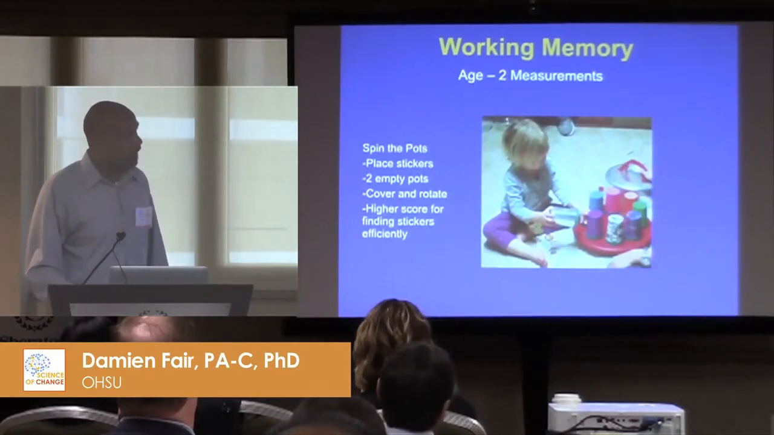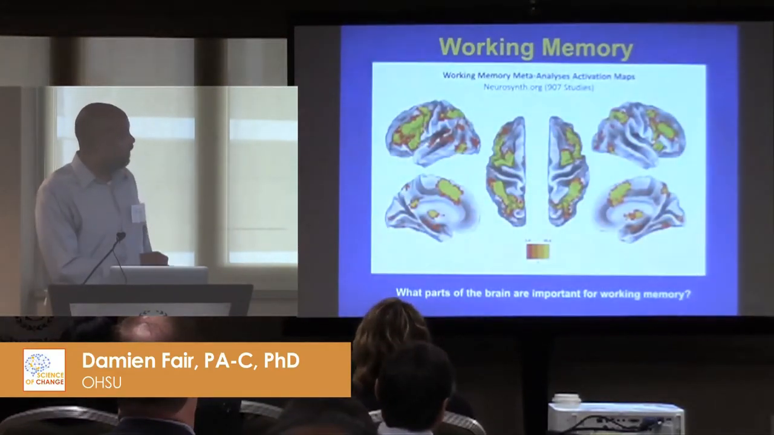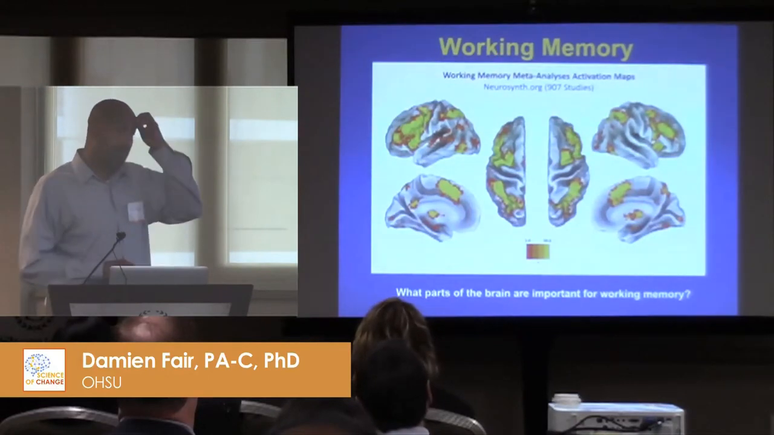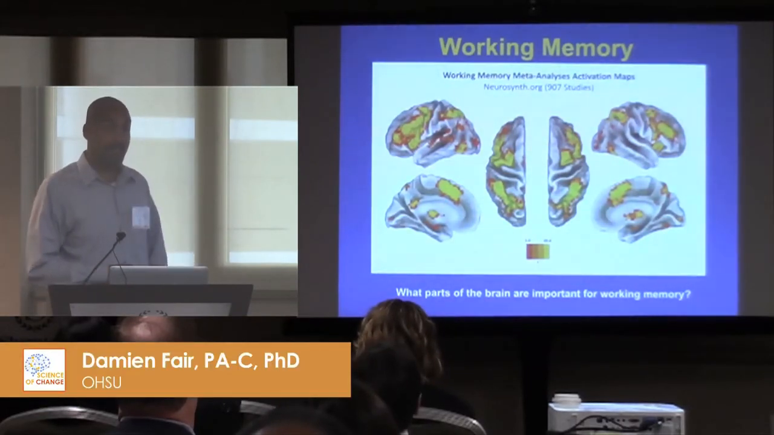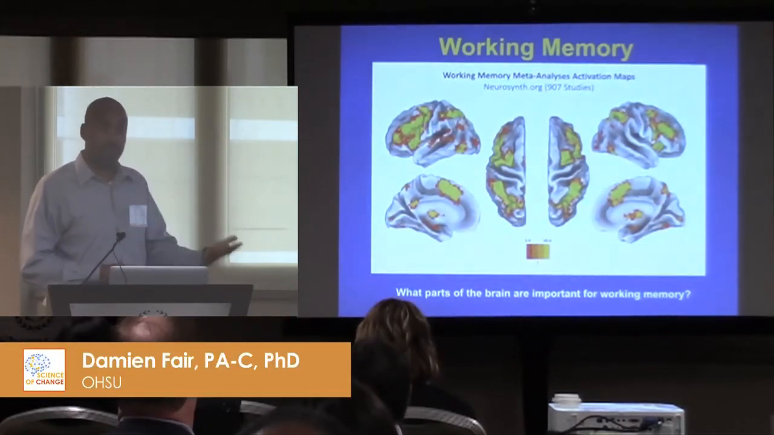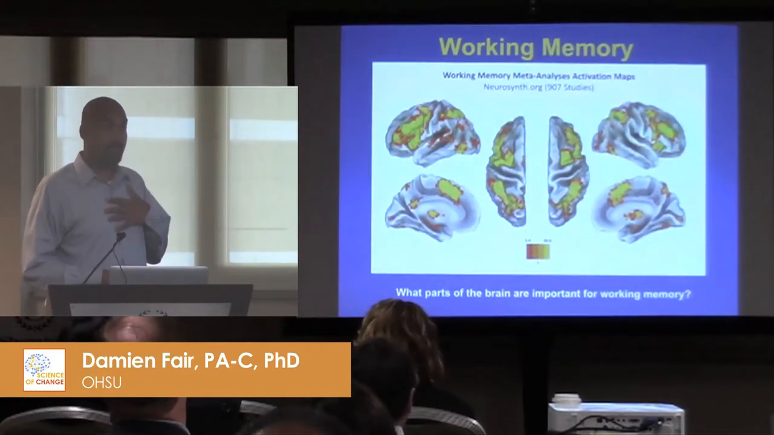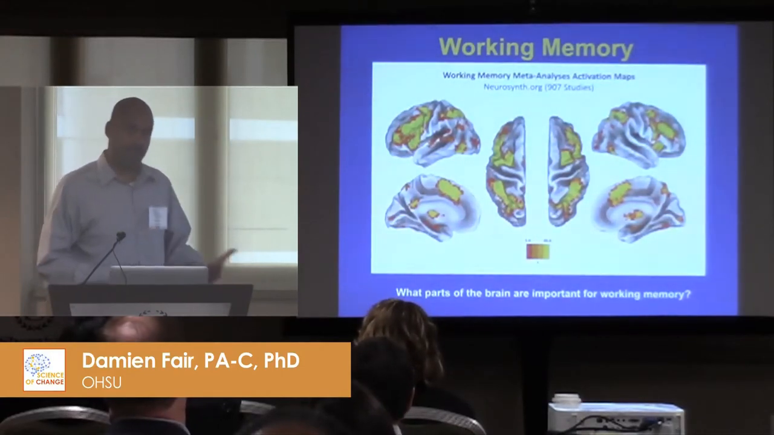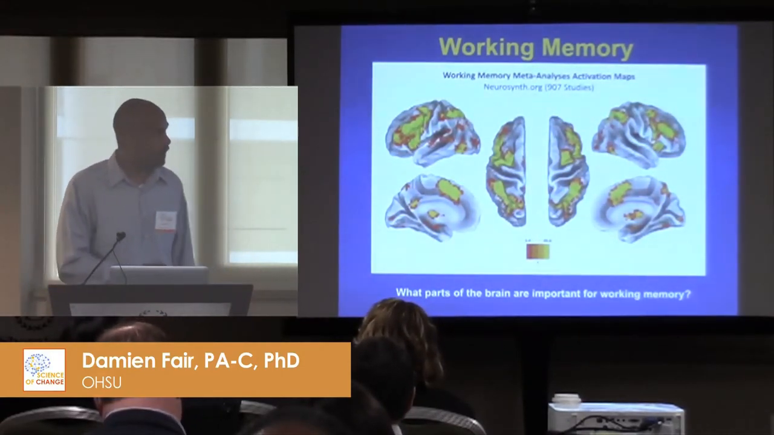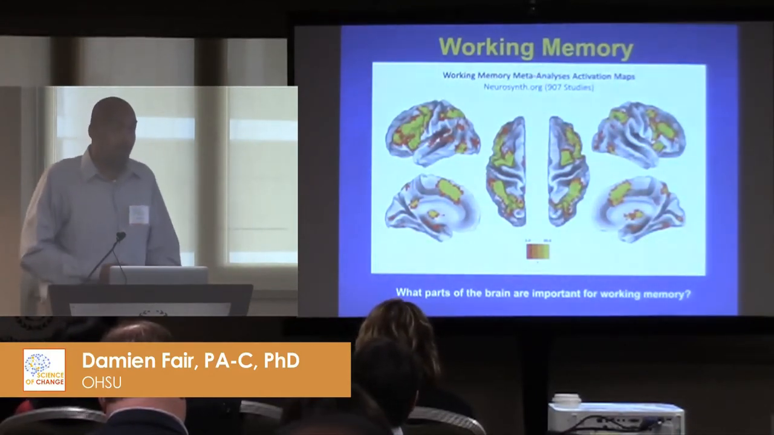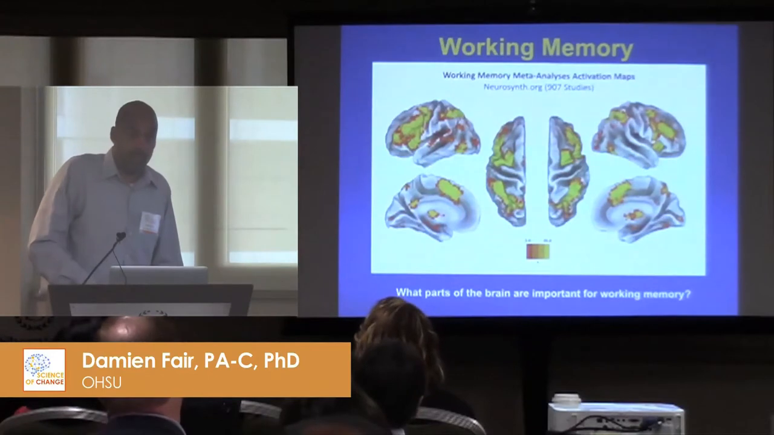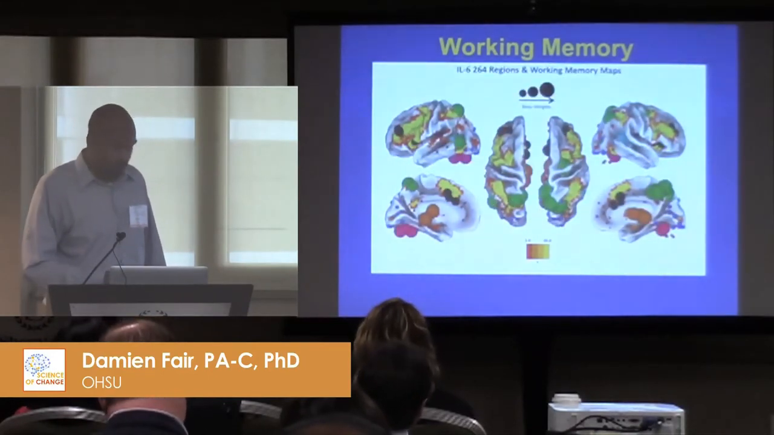Okay. Now, the first thing we did for this is we asked, what are the regions that are involved with working memory? So we used the Neurosynth program to do a meta-analysis of 907 studies of all the regions that are heavily involved with working memory. Working memory, of course, is a very important executive function. If our hypothesis is right, then these regions overlap at least somewhat with the regions that are predicting maternal IL-6. And in fact, they do.